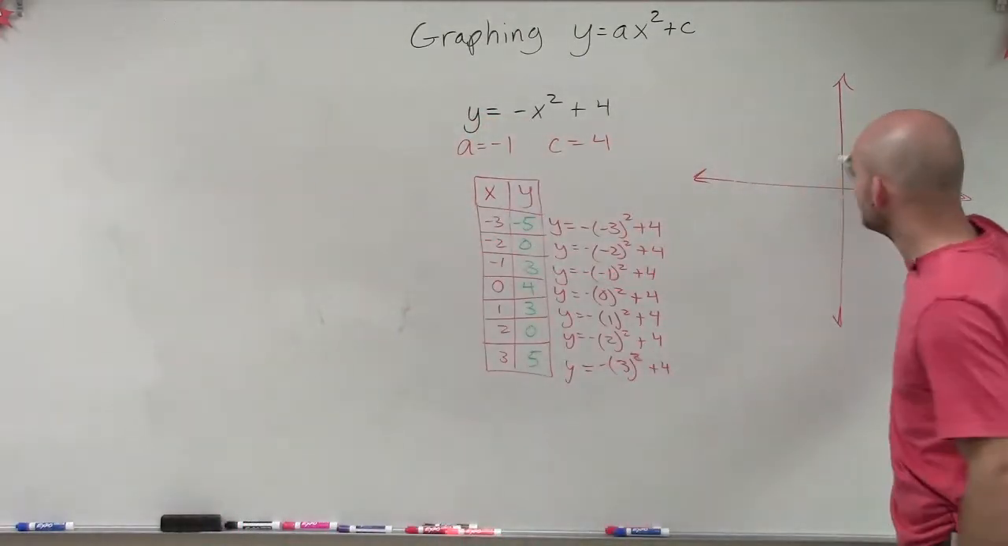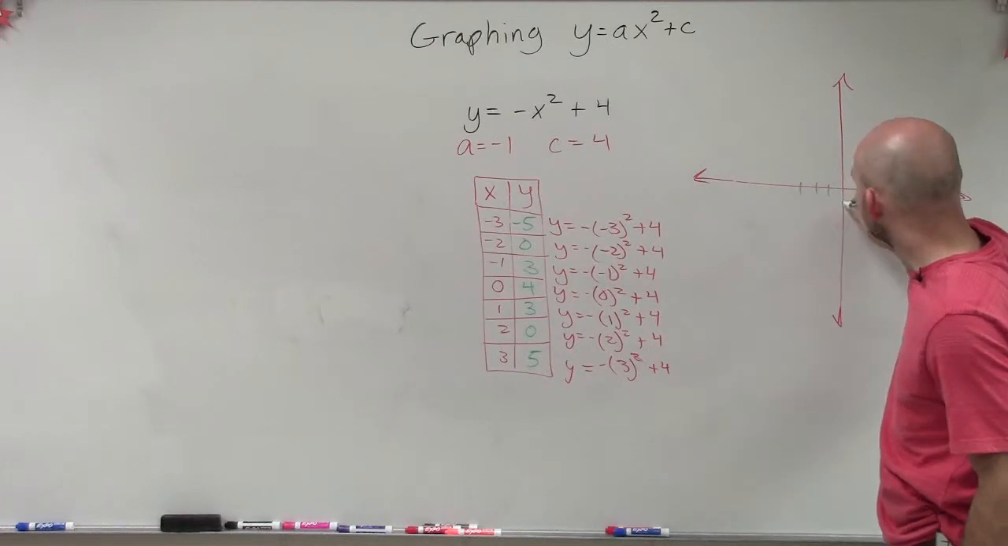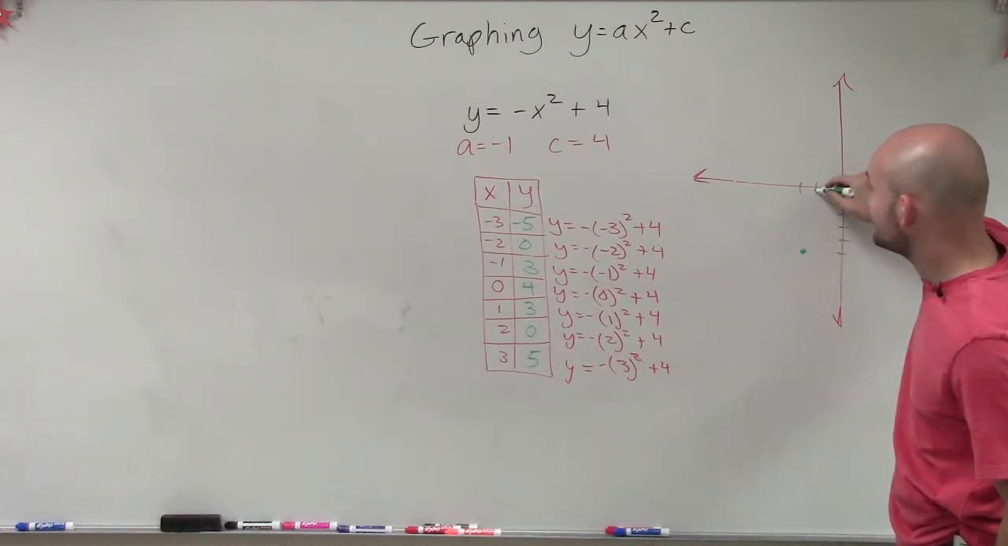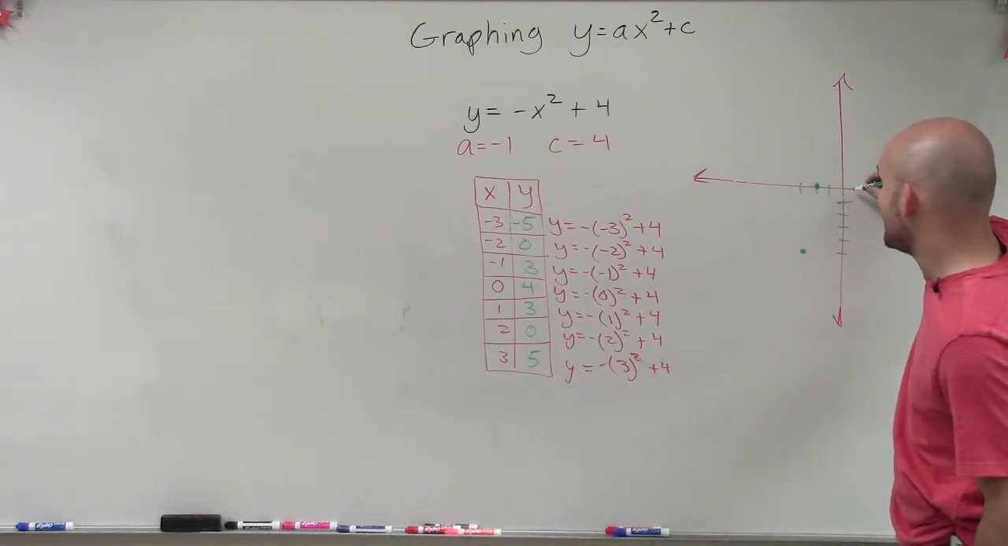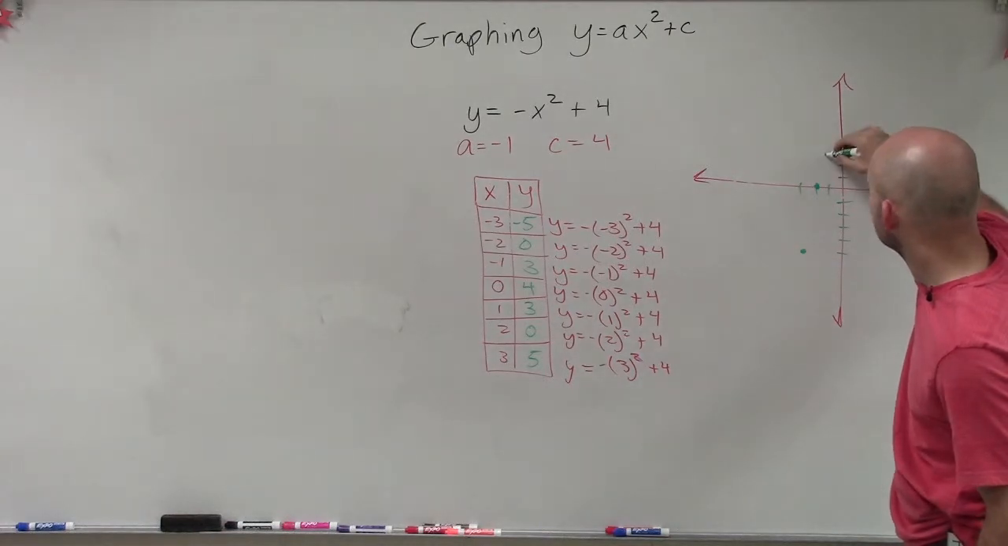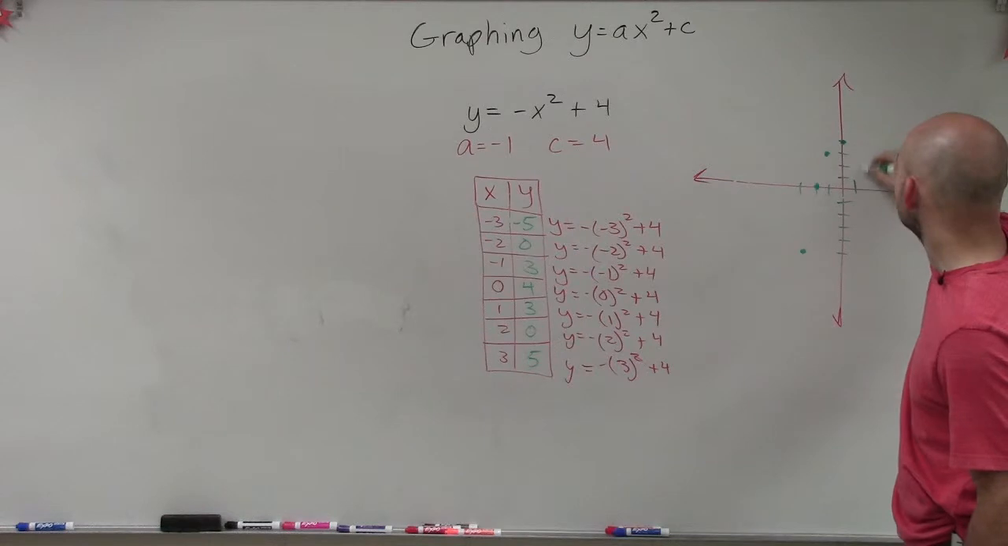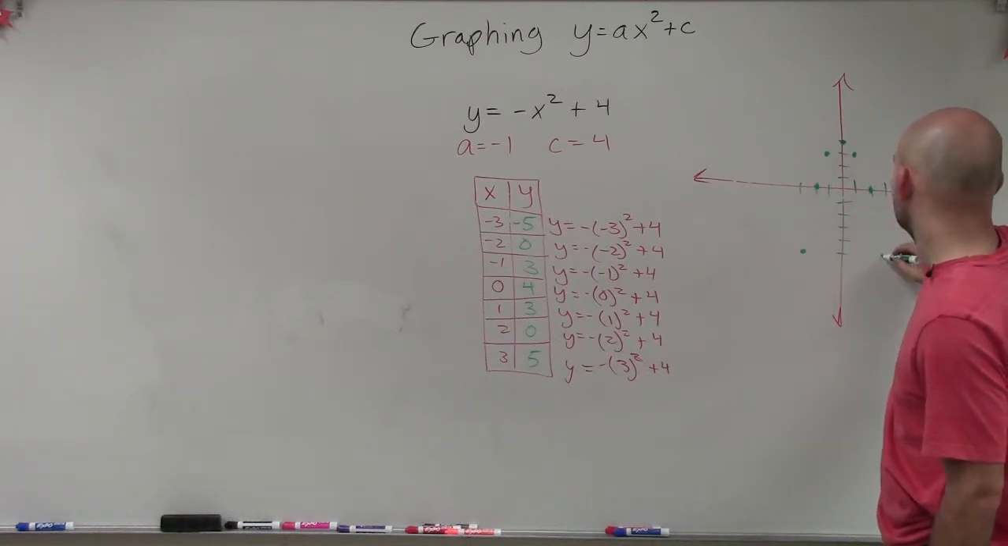So here we have -3, -5. 1, 2, 3, -5. 1, 2, 3, 4, 5. Then we have -2, 0. We have -1, 3. 1, 2, 3. We have 0, 4. Then we have 1, 3. We have 2, 0. And we have 3, -5.